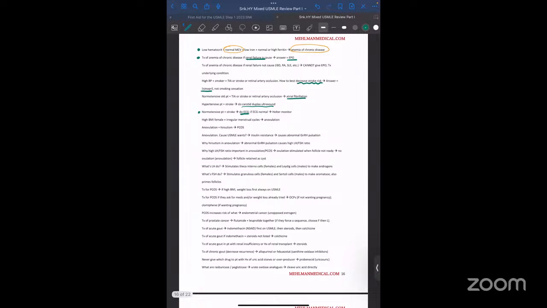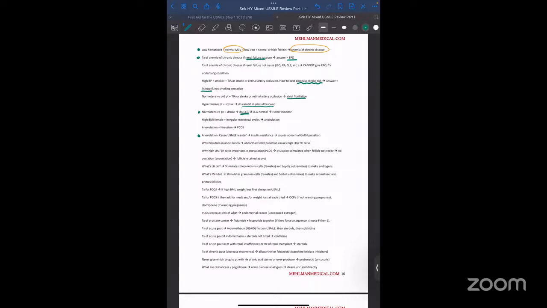Then high blood pressure, high BMI female plus irregular menstrual cycles and ovulation. Okay, now we move to gynae. High BMI female plus irregular menstrual cycle is anovulation. Anovulation plus hirsutism, think PCOS. Anovulation. The cause that USMLE wants is insulin resistance. Insulin resistance causes abnormal GnRH pulsation.